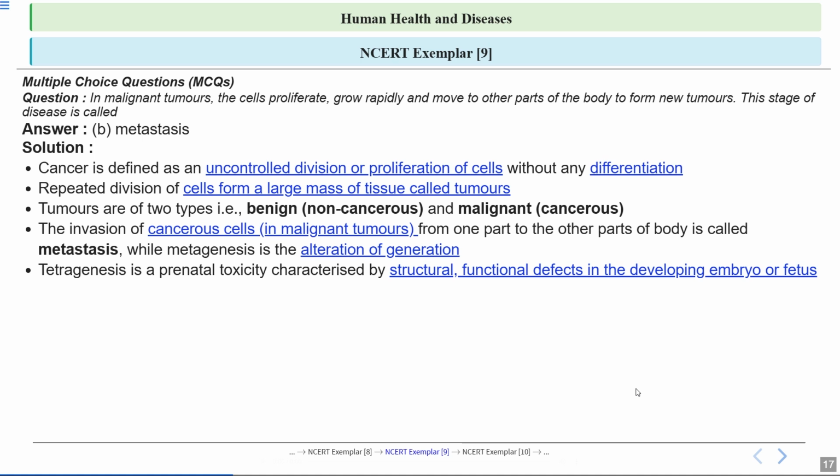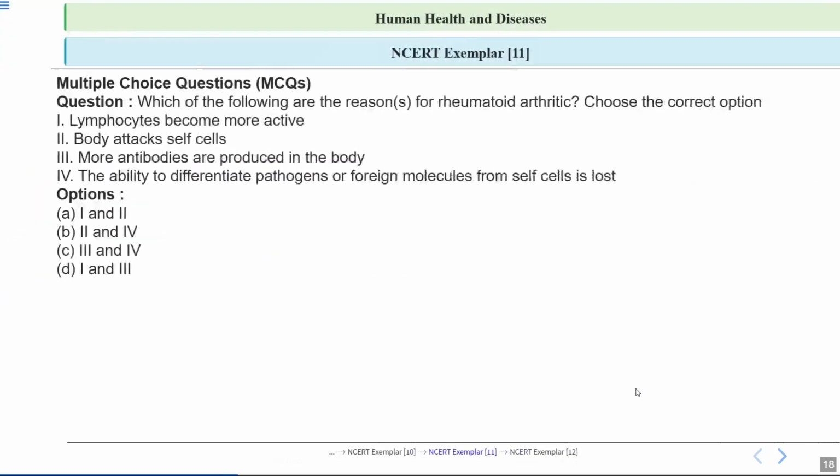Teratogenesis refers to prenatal toxicity, which means structural or functional defects in a developing embryo or fetus, and it is not related to cancer. Now, mitosis is a normal type of cell division that results in two daughter cells. In cancer, this process goes out of control. But in healthy tissues, mitosis is how our bodies grow and repair themselves.